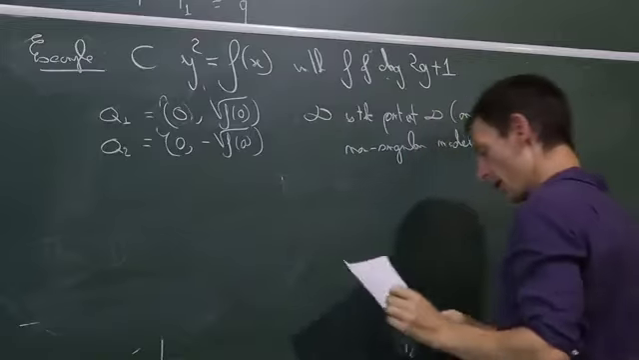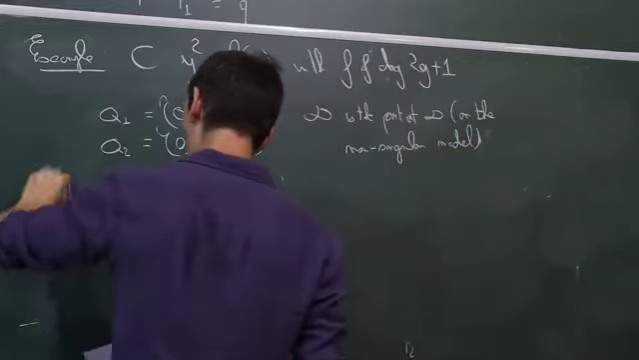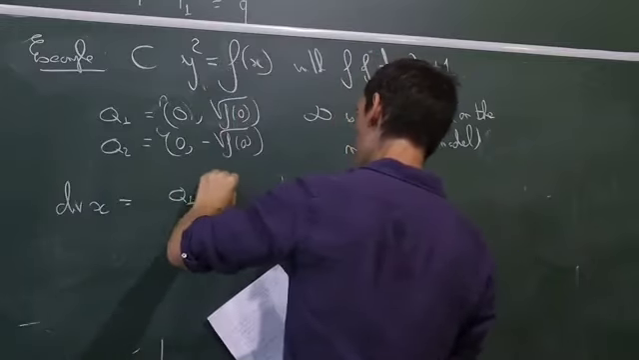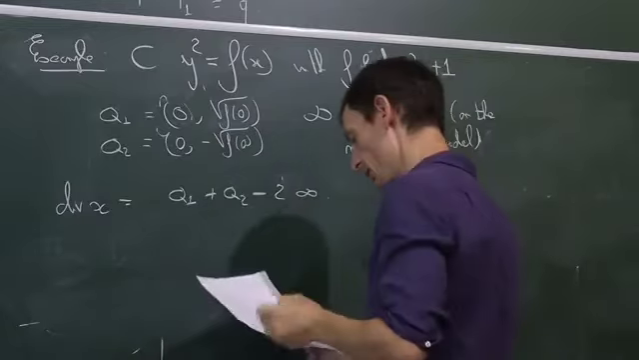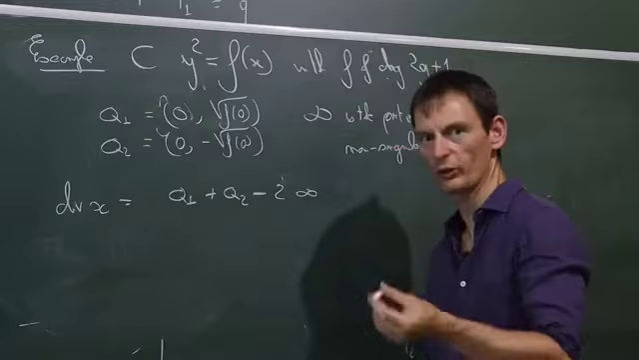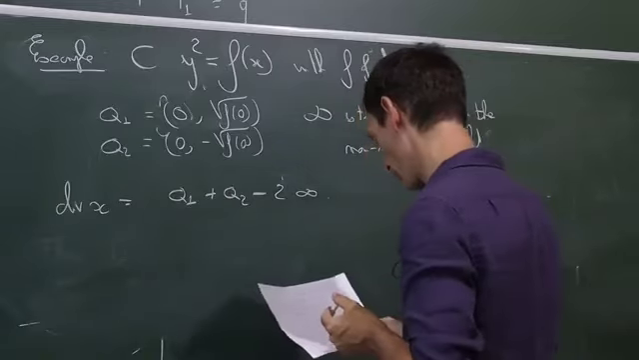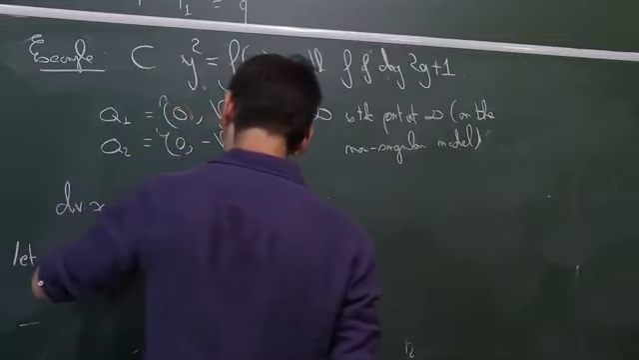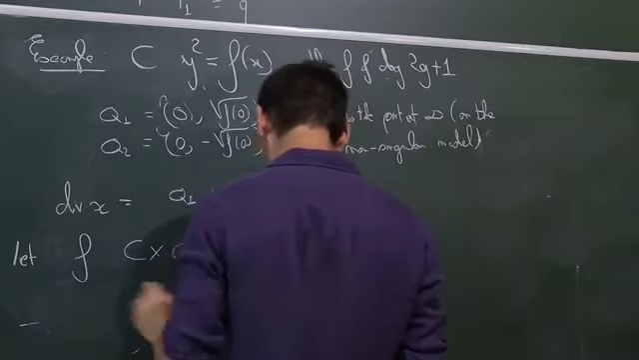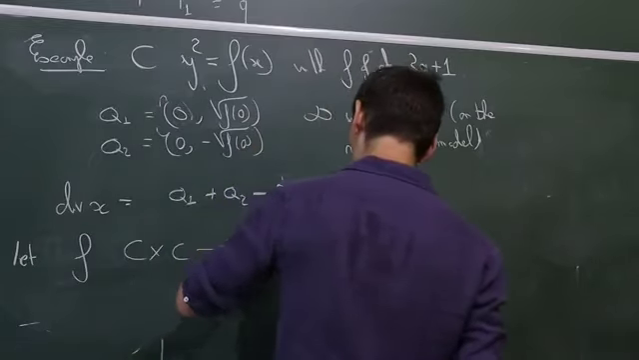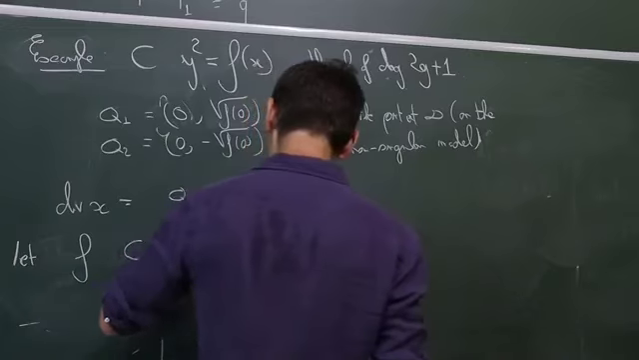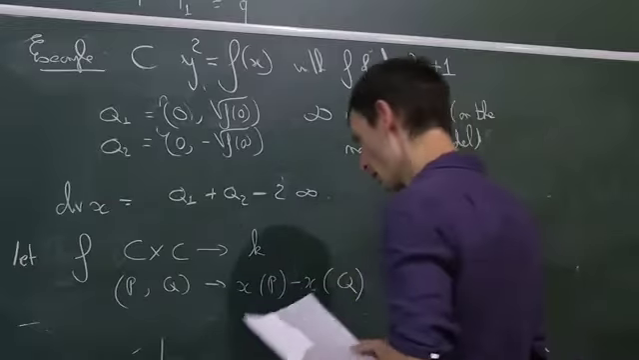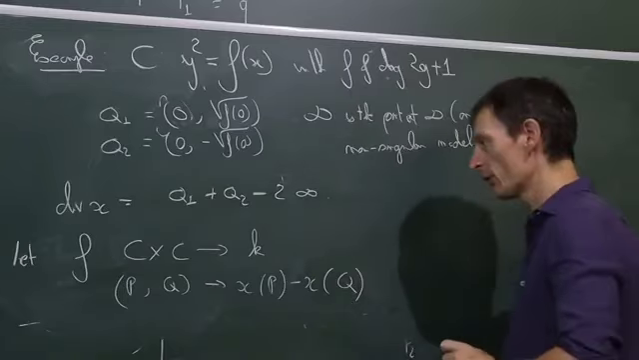Okay. And what I say is that if you look at the divisor of x, it's going to be exactly q1 plus q2 minus 2 times infinity. This is just some classical computation with divisors, as we have seen in the previous chapters. And now, let f be the function on C times C, which is given by, so to k, and which at the points P and Q associates x of P minus x of Q. So what can we say about the divisor of such a function?